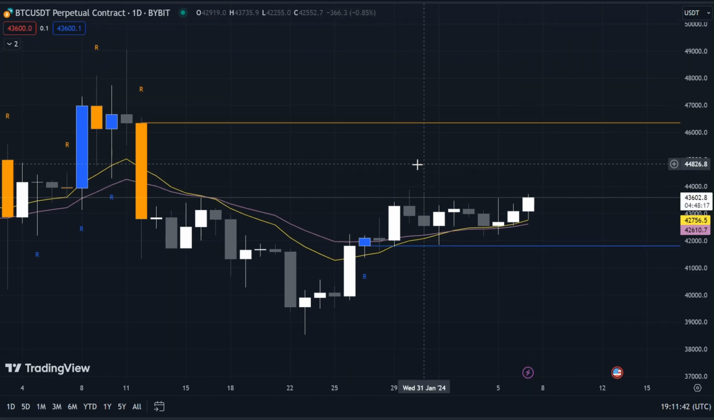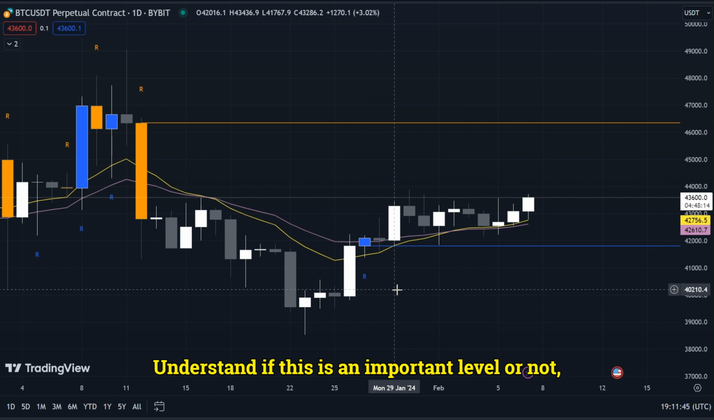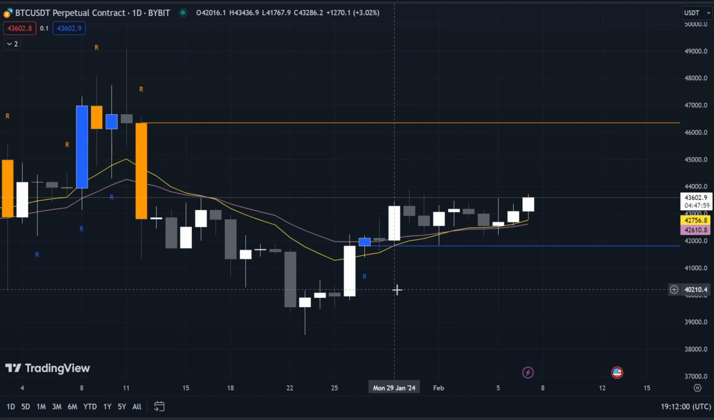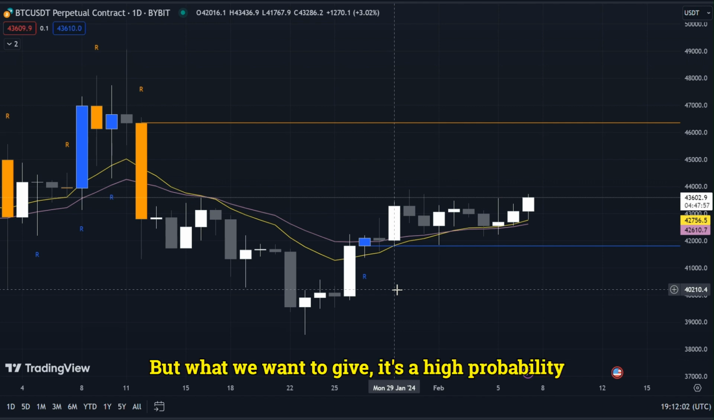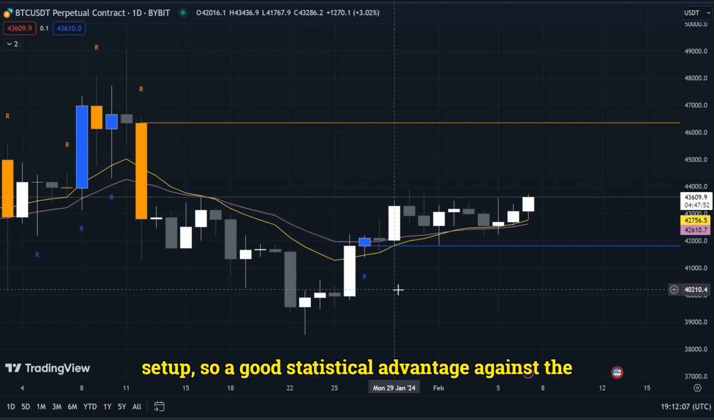the confidence to understand if this is an important level or not, because don't expect 100% accuracy. This is absolutely a lie. If you heard about it, it's absolutely a lie. No indicator can give such probabilities. But what we want to give is a high probability setup, so a good statistical advantage against the market.